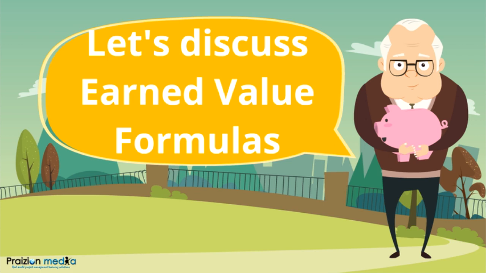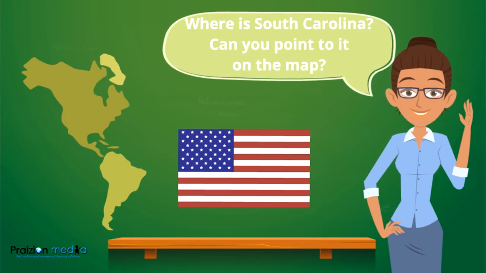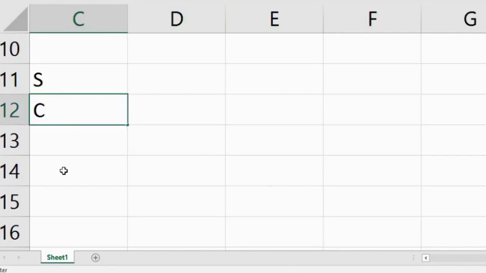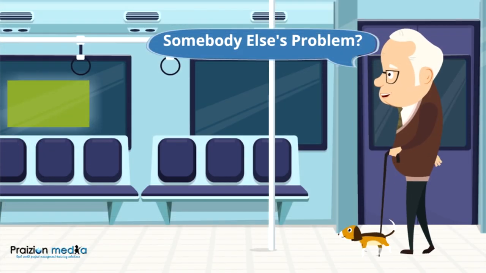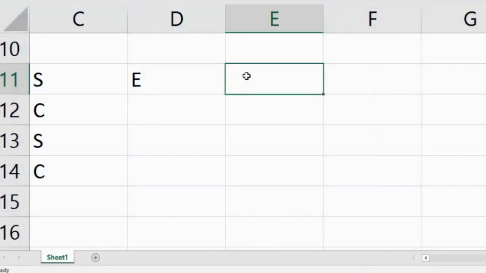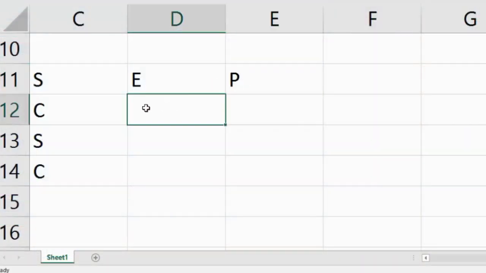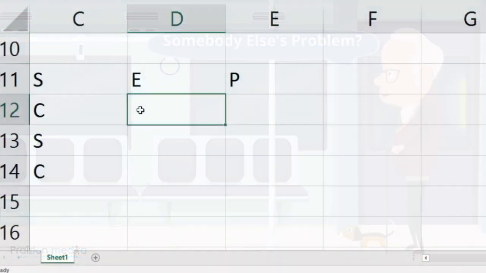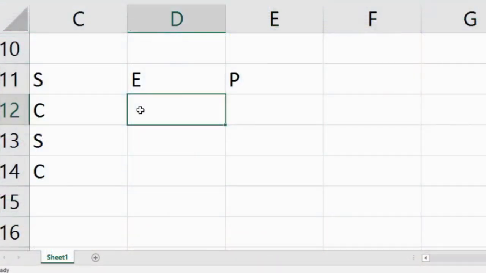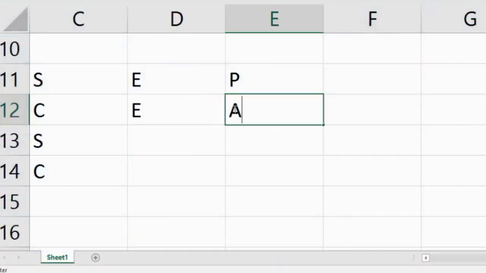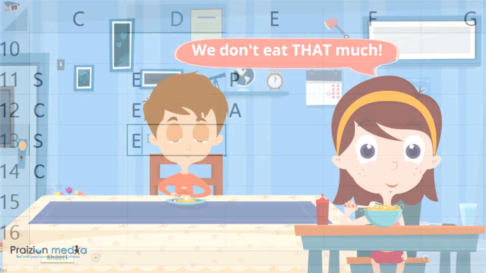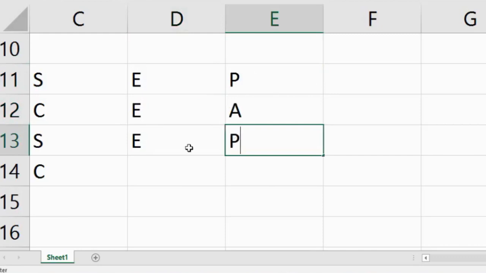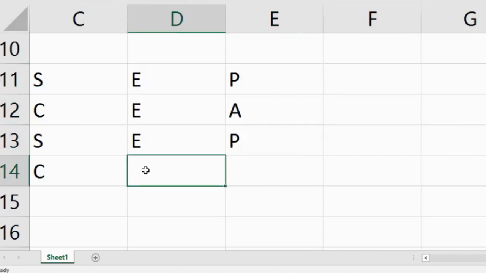So first of all, think about South Carolina, SC. Think about it twice, SC. Then remember the acronym, someone else's problem. You don't want to get involved in someone else's problem, do you? Then think about kids, children. Children eat a lot, or children eat applesauce. Think about that twice. You can also think about September, SEP.